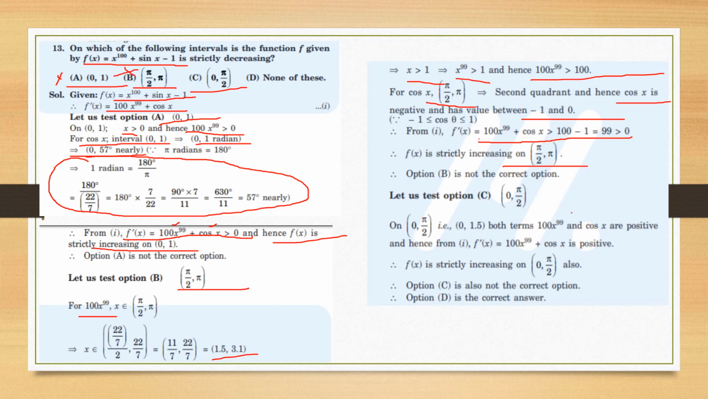Let us go for 0 to pi by 2, as it is 1.5, by changing it to 22 by 7. So 100x^99 and cos x are both positive. So this is also positive, strictly increasing in 0 to pi by 2 also. So that is also not the correct option, because in the first quadrant it is very clear how cos is behaving, and we can place values to check how 100x^99 and cos x behave. Here also it is not decreasing. So D is the correct option.